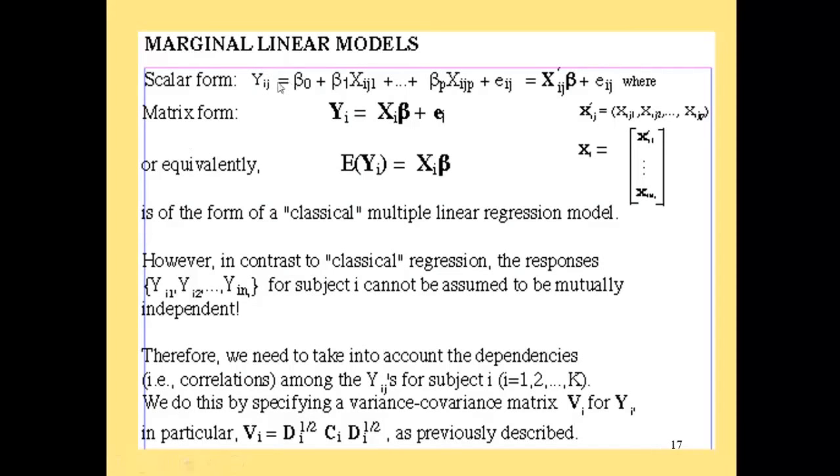So this model very much looks like a classical multiple linear regression model, which we talked about, but in contrast to classical regression, the responses for subject i cannot be assumed to be mutually independent, so we need to take into account those dependencies or correlations among the Yij's. And we do that by using a variance-covariance matrix, which we'll talk about a little bit more later, and I'll bring in some of the slides that I went over in my lab session yesterday to make this a little more explicit. So we'll do a little bit of incorporation.